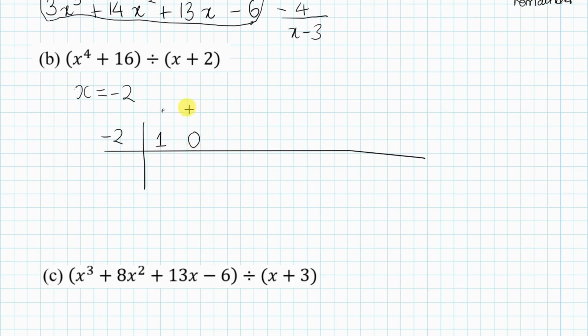So this is the power 4. This is the power 3. And then we also don't have anything to the power 2, so it's going to be 0. We don't have anything to the power 1, so it's going to be 0 as well. And then this is to the power 0, so we're going to have 16 over here.